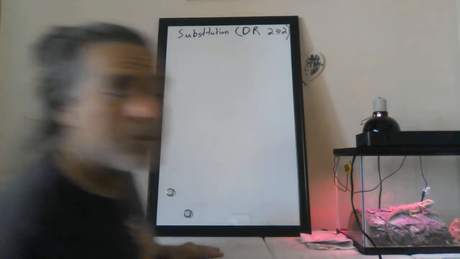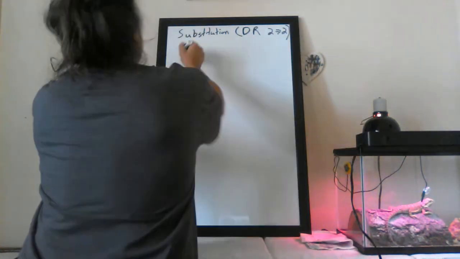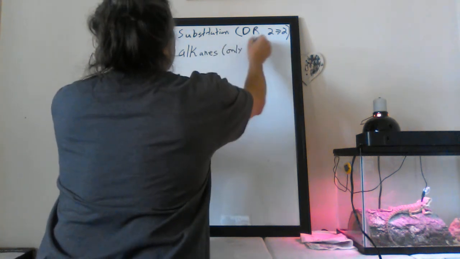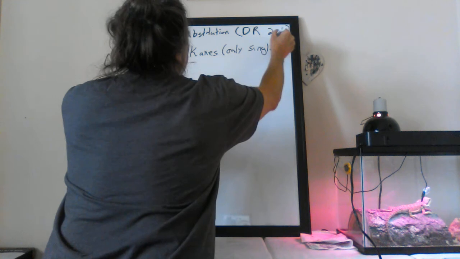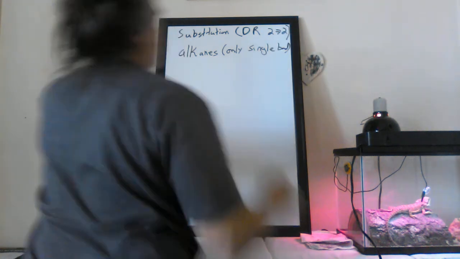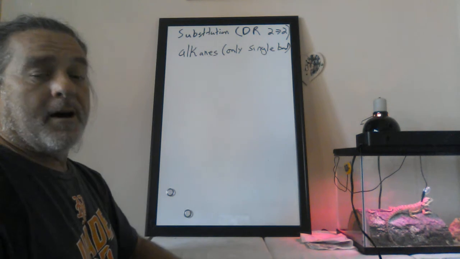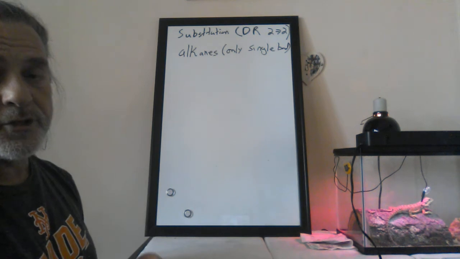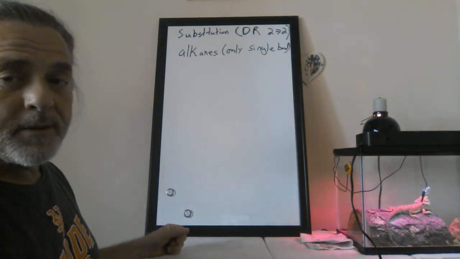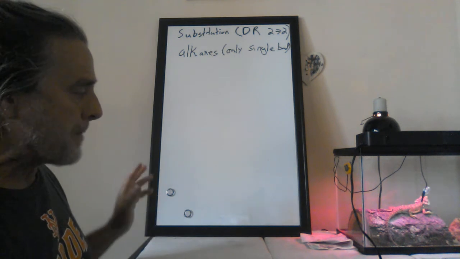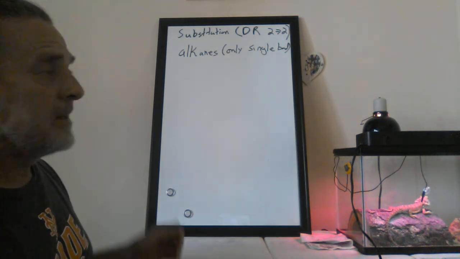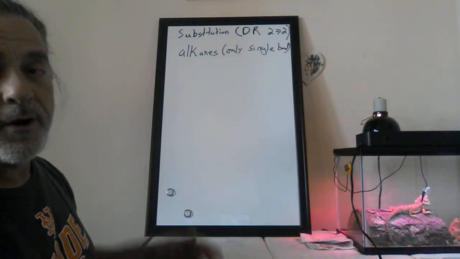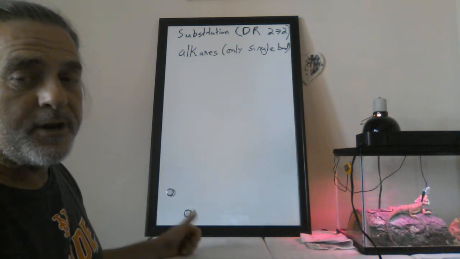Okay, substitution. Substitution is going to occur with the alkanes, the ones with only single bonds, the saturated hydrocarbons. And what happens? One halogen substitutes into the structure. I mean, there are more complicated reactions that do a variety of things. Like if it's a long-chain hydrocarbon, it can go on a primary or secondary carbon. There are rules to know where it goes. We generally do just very simple structures here, ethane, methane.